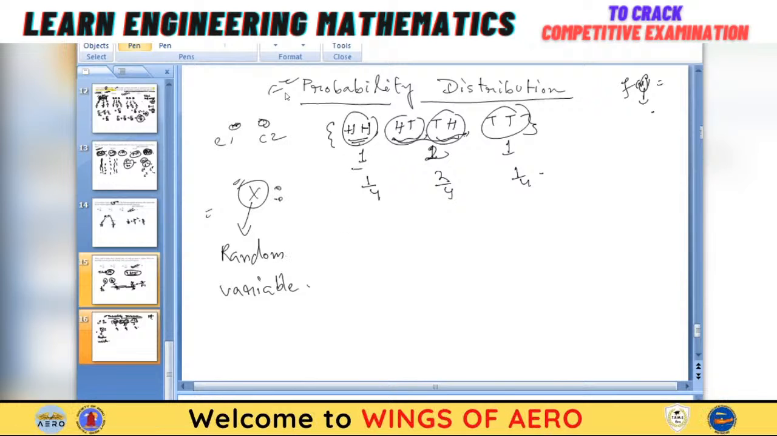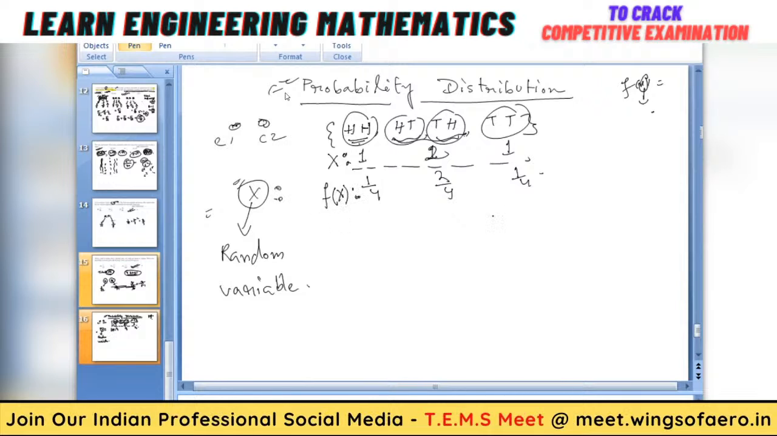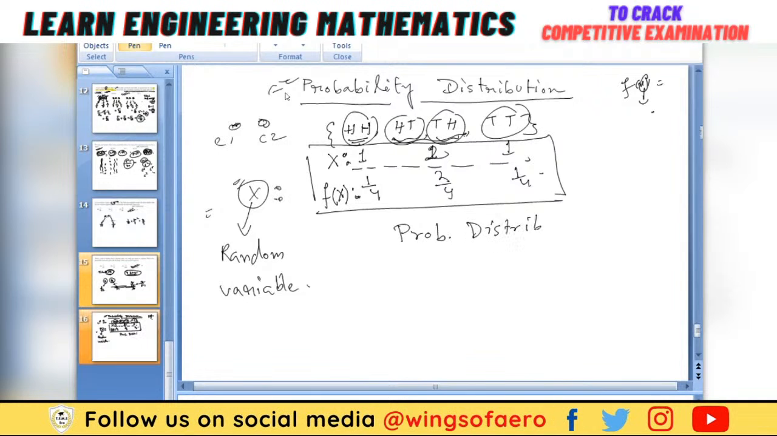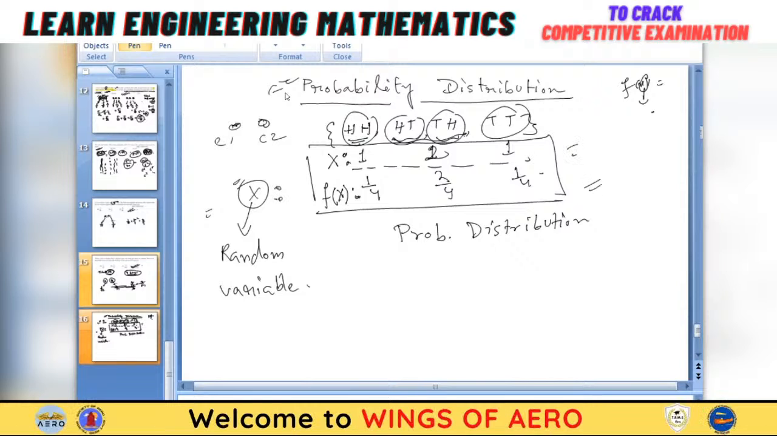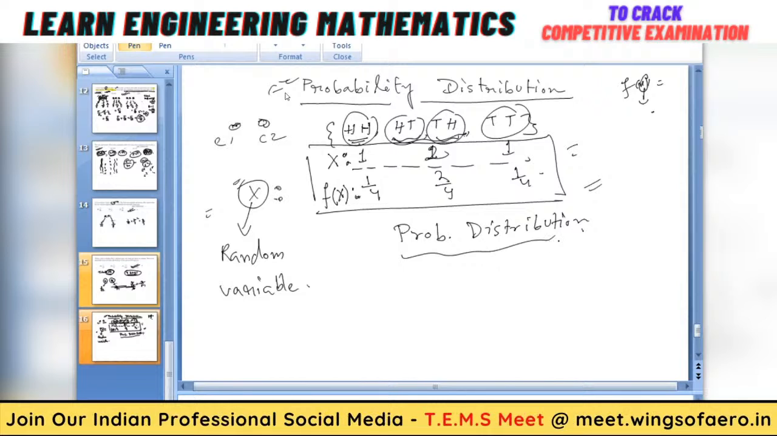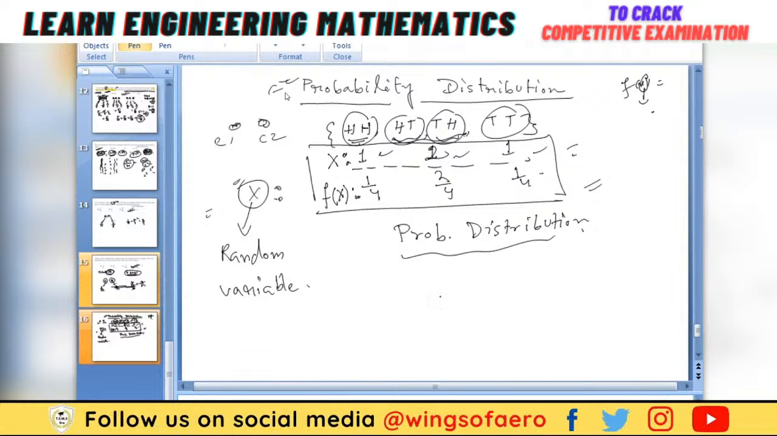Okay, so this 1, 2 and 1 will be taken by this variable x, and the corresponding probabilities are represented by this f(x). This structure is called probability distribution. That is the values and their corresponding probabilities. If I write it together, then the whole structure is called probability distribution. And this distribution is called discrete distribution. Why? Because we can count the values of x: 1, 2, 1 like this. We can count it. In case of continuous, we cannot count it.